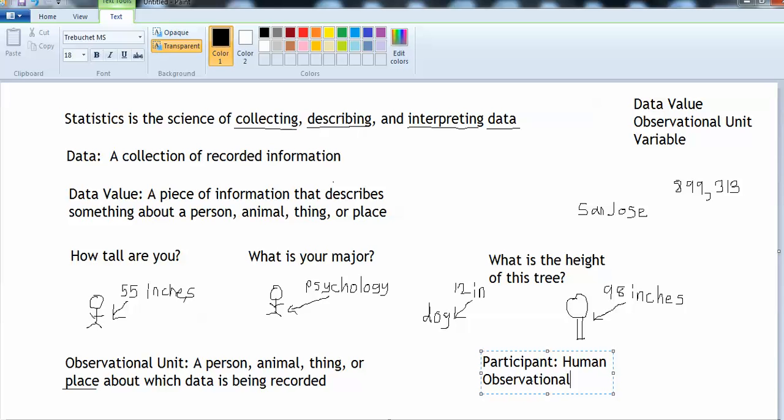And some people might say that an animal could be considered a participant, but we won't get into that right now. There's different guidelines for the names that you should use when you're collecting data from people or from animals, but we won't get into those guidelines. I'm not even sure what the guidelines are for animals exactly.